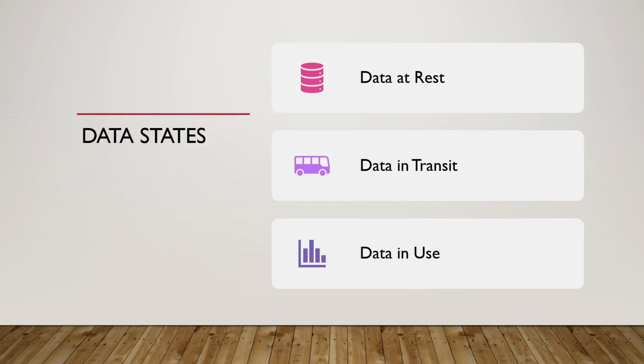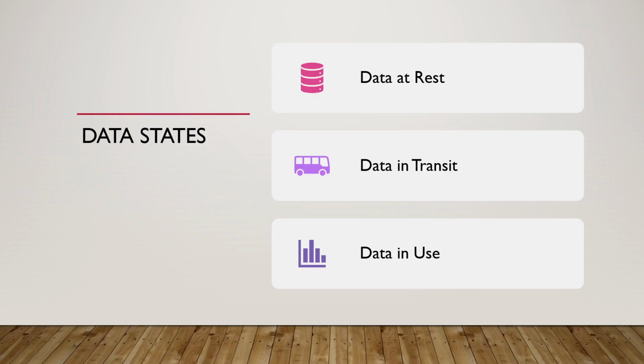This state often includes sensitive information like personal data, financial records, or intellectual property. And so while the data is not moving, it is still vulnerable to unauthorized access, theft, or tampering. So we need to ensure that if data breaches or insider threats do occur, that the data is protected.